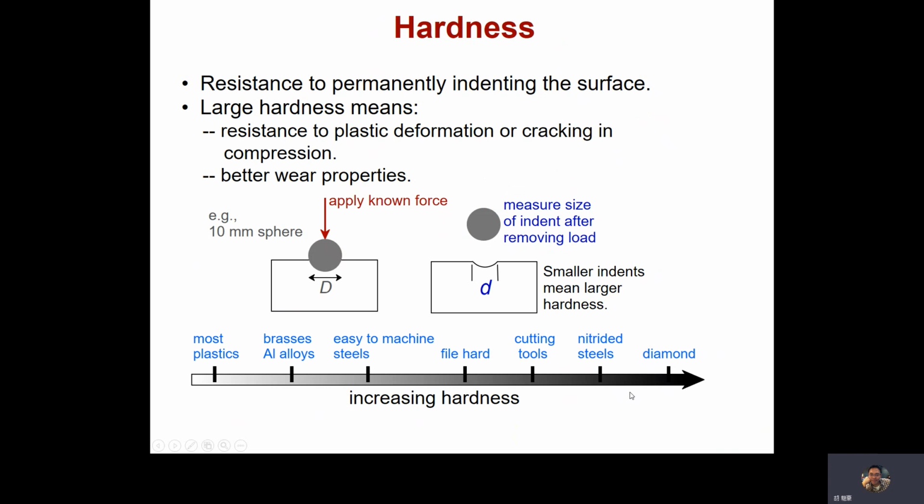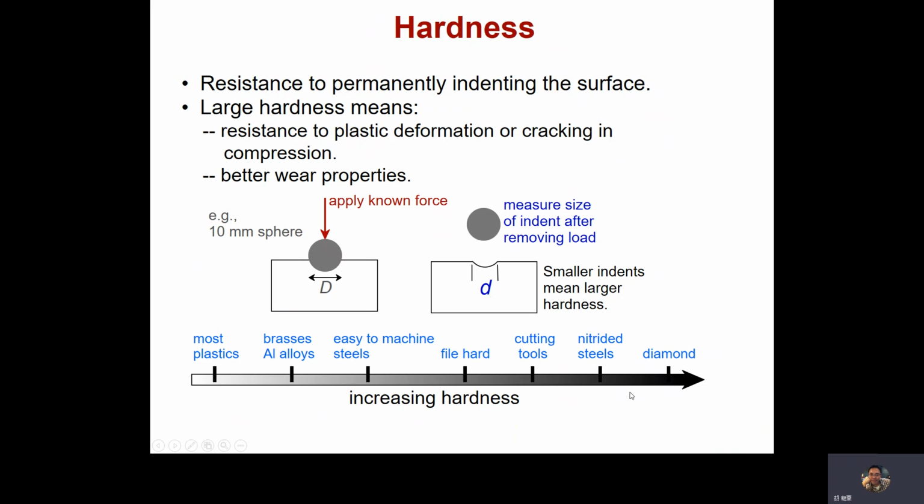Next, the other material property is called hardness. Hardness is the resistance to permanently indenting the surface. If a material has a high hardness, that means it provides a high resistance to what? To indentation. Therefore, a large hardness means higher resistance to plastic deformation or cracking in compression, and it has better wear properties.